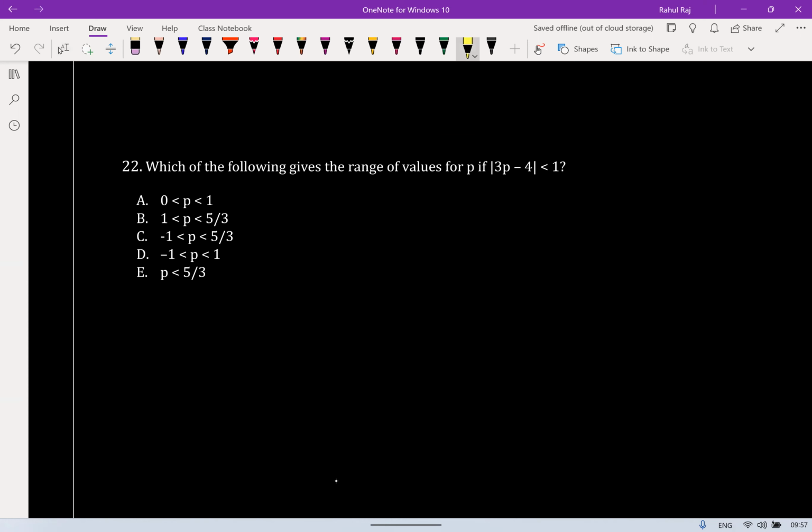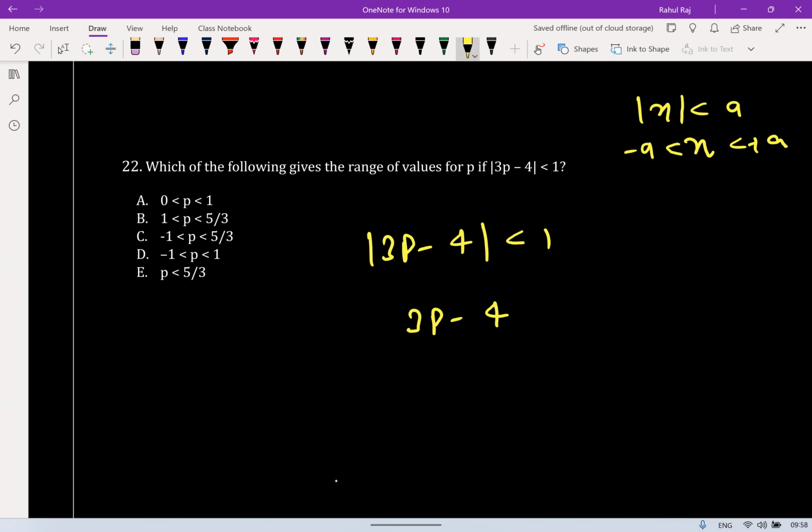So see here, I'll simply solve this using the relation that if mod x is less than a, x lies between negative a and positive a. I straight away generalize it. It becomes much easier for me to do. So let's say if I say mod of 3p minus 4 is less than 1, can I straight away say, Alexa, 3p minus 4 lies between negative 1 and positive 1, right?